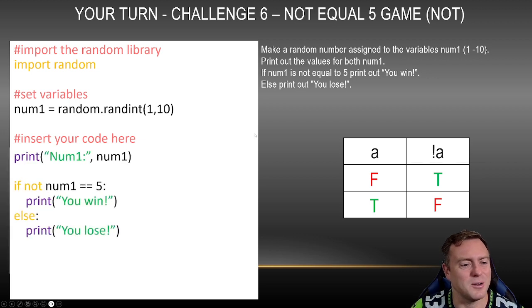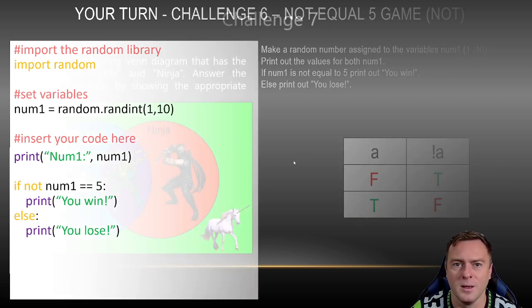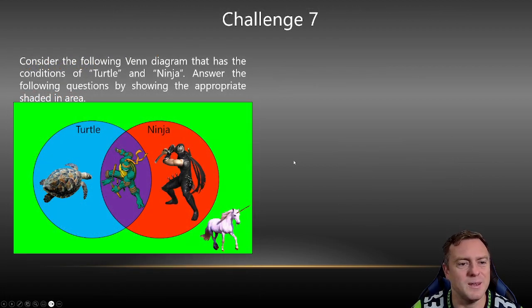So that's the way this code works. Basically, you've gone not of num1 is equal to 5, print out you win, else print out you lose. That's pretty much how it works. Awesome, so that should hopefully give you some ideas.